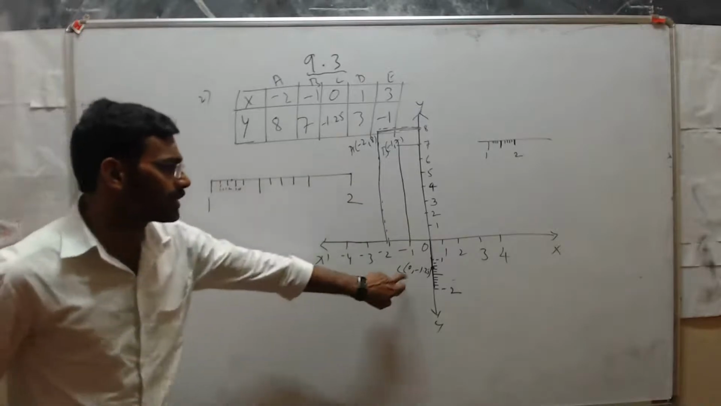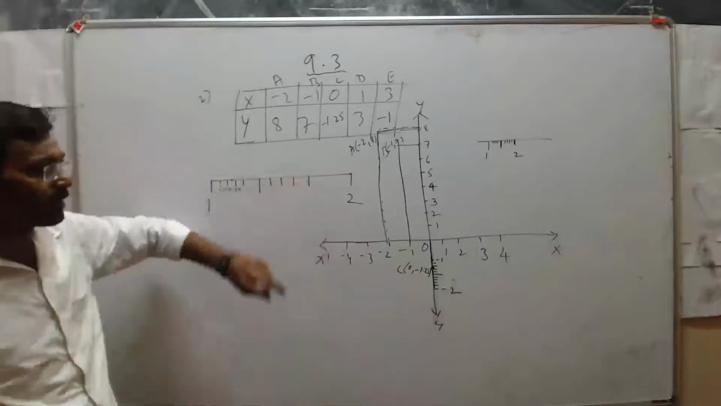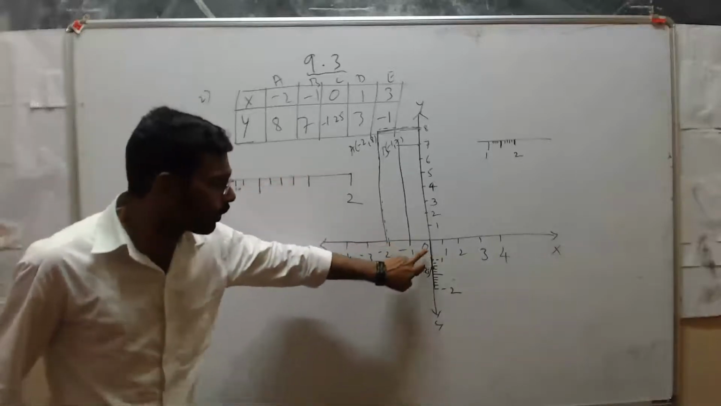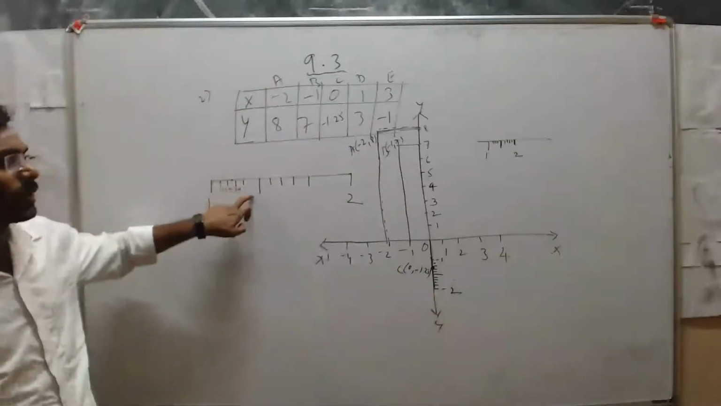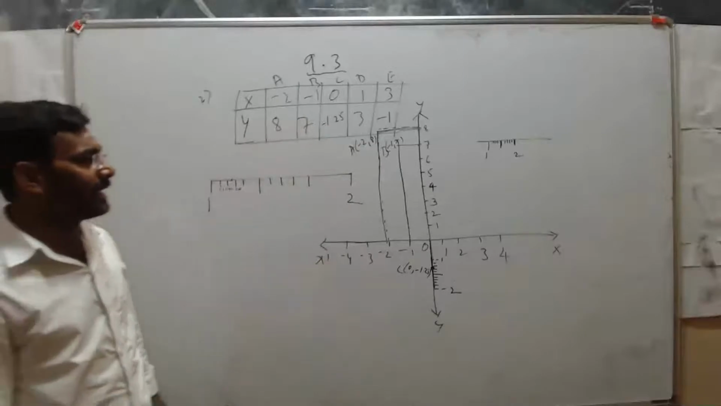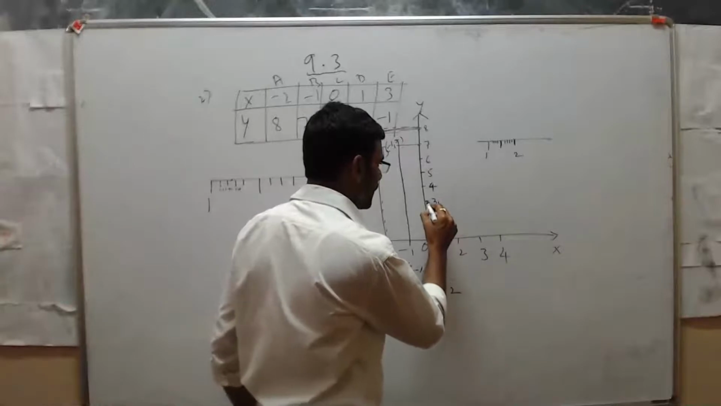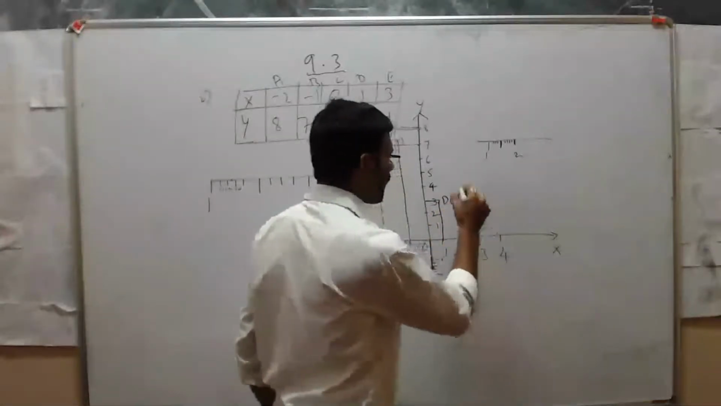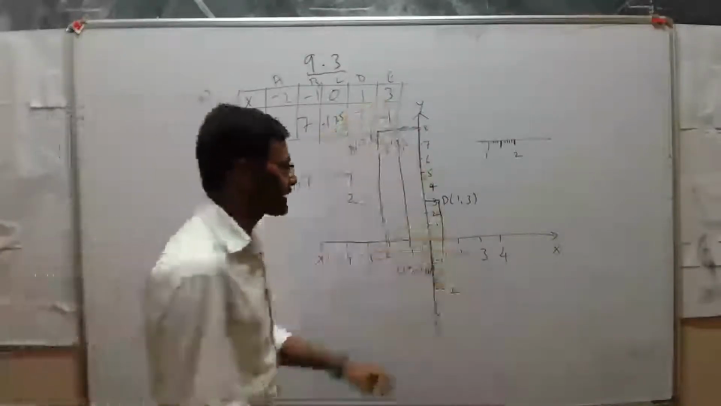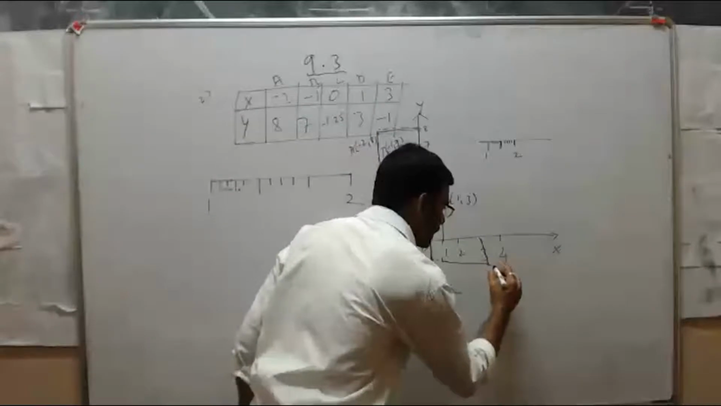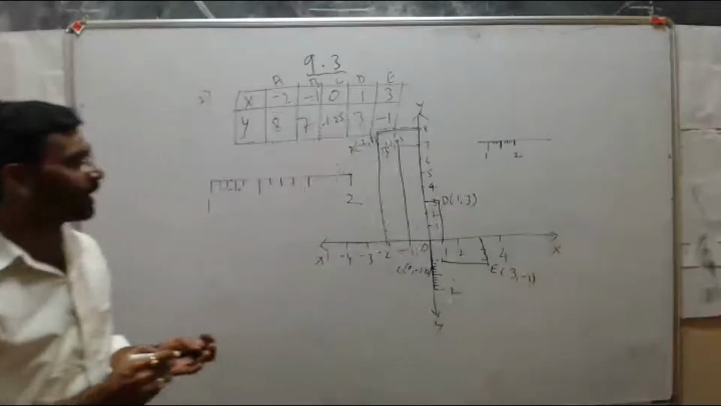C is 0 comma minus 1.25, in between 1 and 2, therefore in between 1.2 and 1.3. Then D: the x value is 1 and the y value is plus 3. Last one, E: the x value is plus 3 and the y value is minus 1.